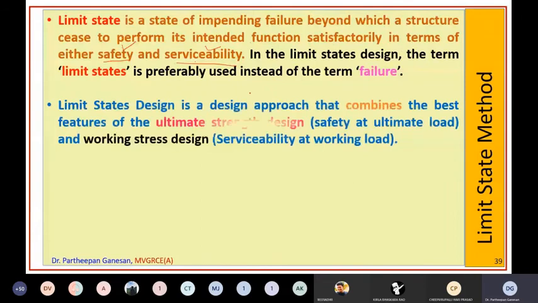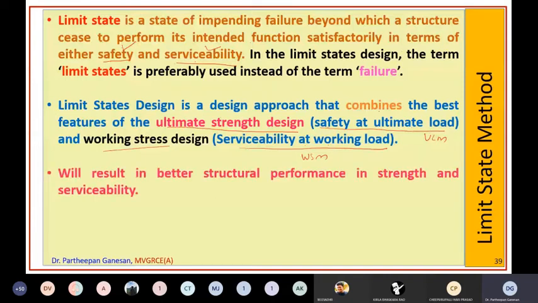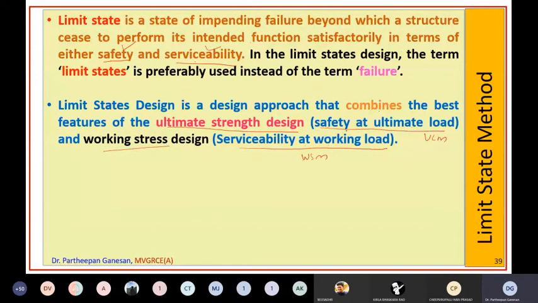Now, limit state design is a design approach that combines the best features of ultimate strength design, taking into account safety at ultimate load, and working stress method, which takes into account serviceability at working load. So working stress method was only taking care of the serviceability at working load, and ultimate load method is taking care of only safety at ultimate load. So none of them are taking care of each other. So limit state method has come to take care of both combinedly. These two are combined in limit state method.